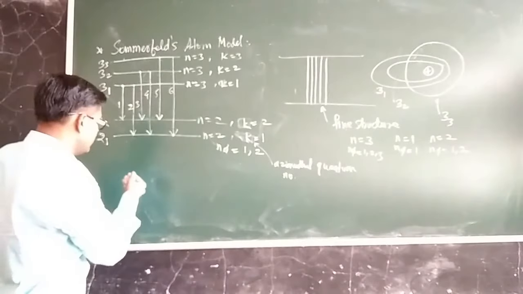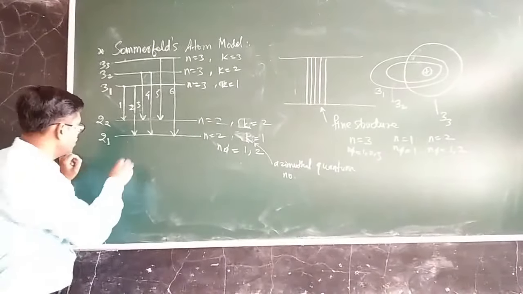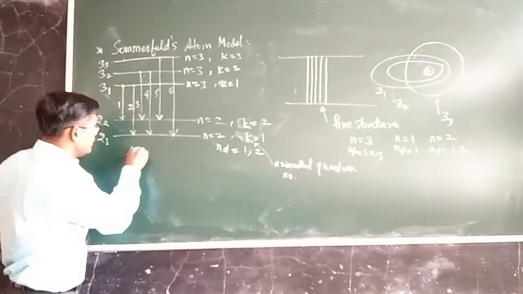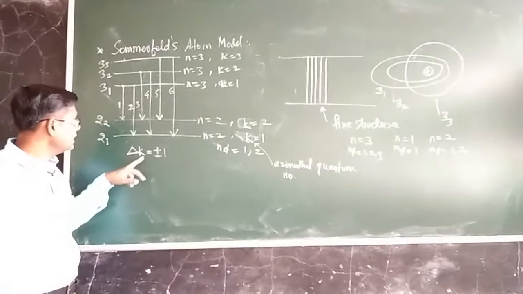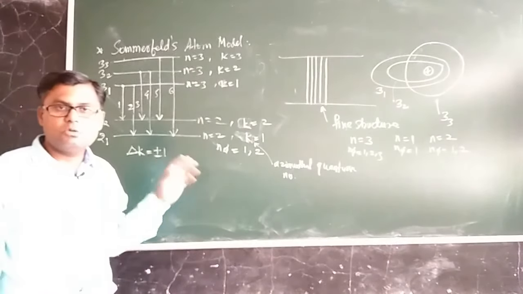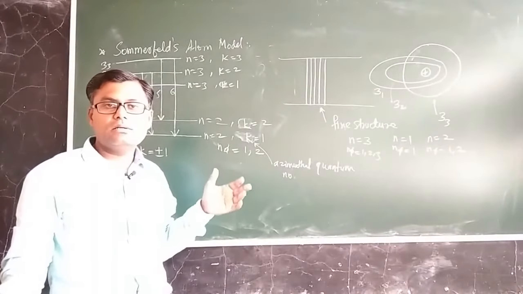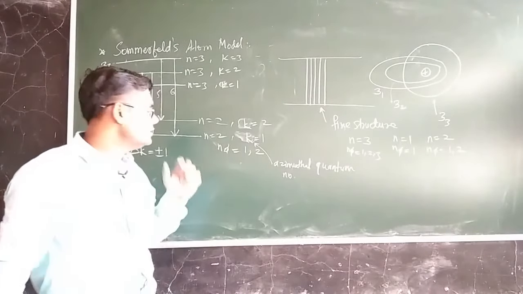So he identified one selection rule, and that is very much true also. According to that selection rule, only those transitions are possible for which delta k is equal to plus or minus 1. Or we can say that only those transitions are possible for which the azimuthal quantum number changes by plus 1 or minus 1.